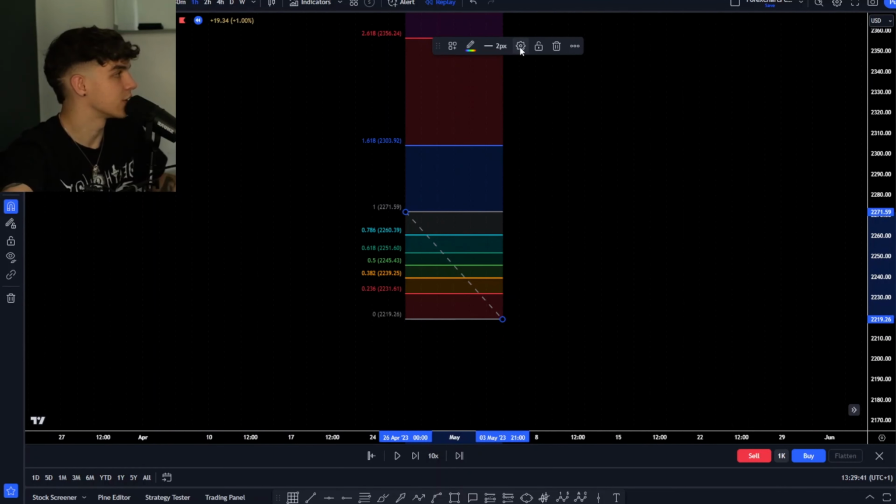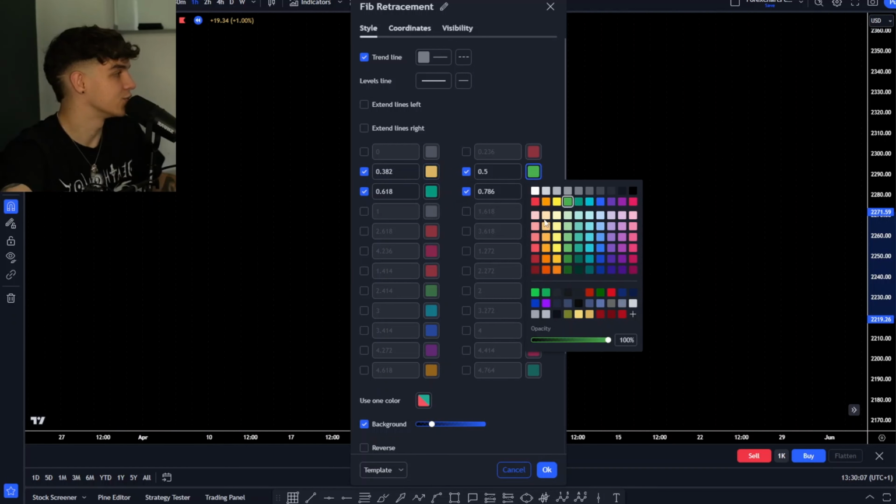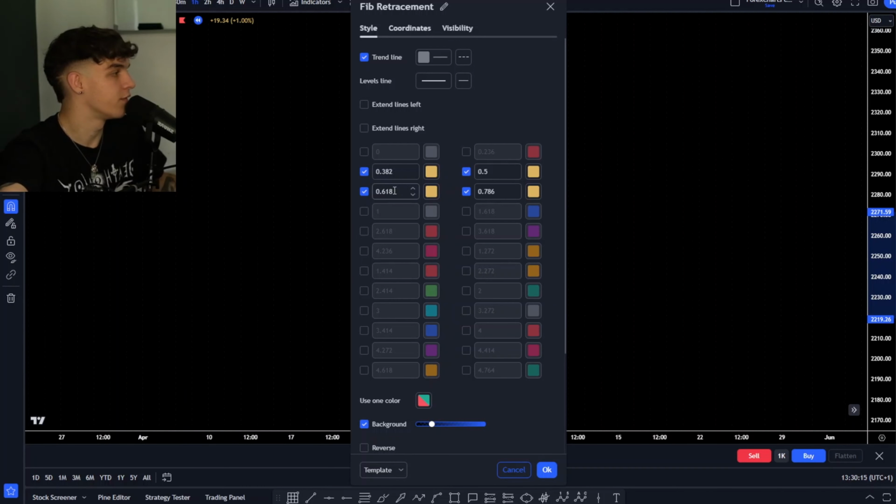The first thing I want you to do is go to your settings, and I want you to get rid of all the Fibonacci levels, and we'll input the ones that I use. I want you to select 0.382, 0.618, 0.5, and 0.786. Then you can go away and change your colors however you like. The main ones that I'm going to be using are 0.5 and 0.618, and we're going to be using 0.382 and 0.786 as potential stop loss levels.